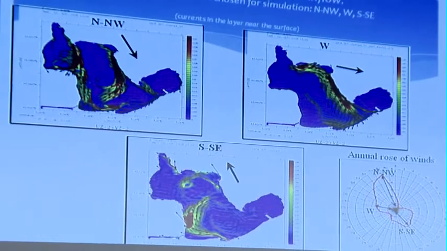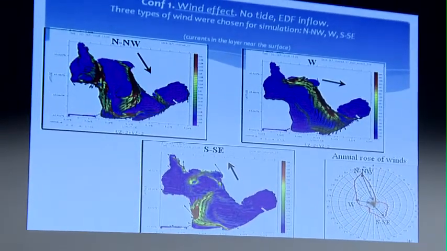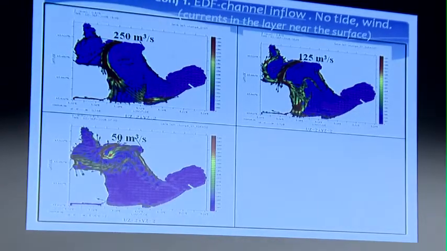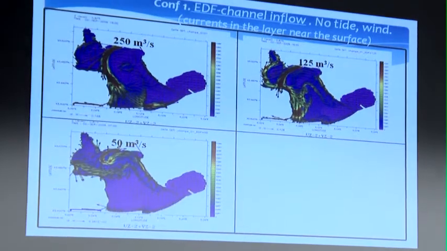Also, the separate 3 types of wind were taken into account: Mistral, Tramontane, and southeastern wind. You see it here. And different volumes of EDF inflow.